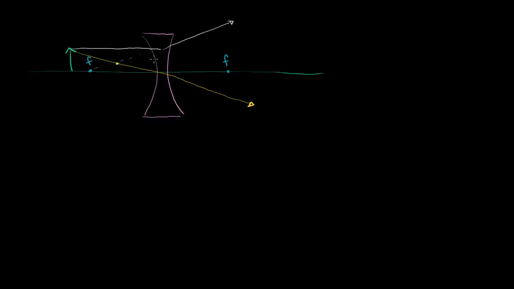So it'll look to an observer out here, if their eyeball is right over there. I could draw their nose, just to make it clear where the eye is. If they look from this side, they're going to see a virtual image of the object right over here, just like that. So what you're actually going to see is a virtual image of the object that is not inverted, and it's going to be smaller. It's going to look like it's closer to the lens than it really is.